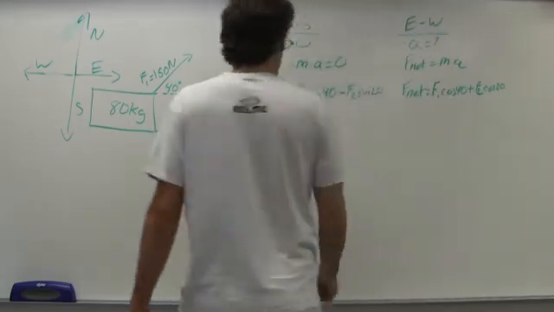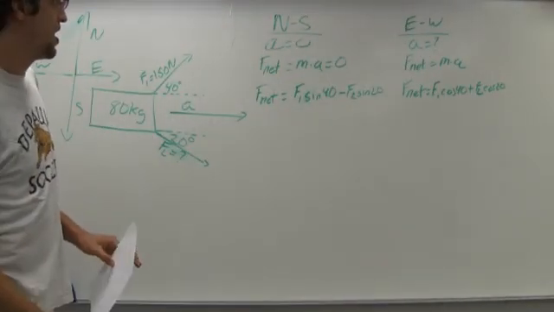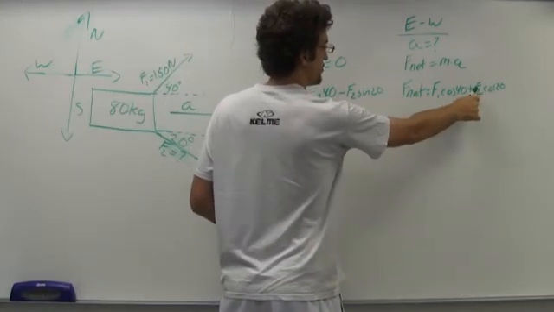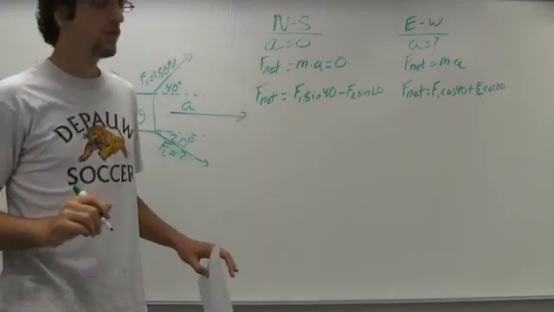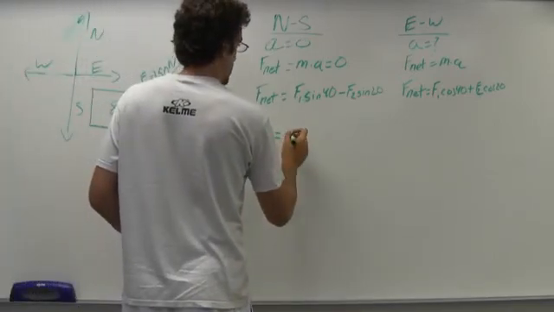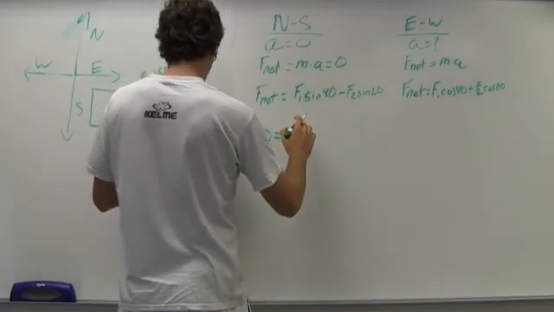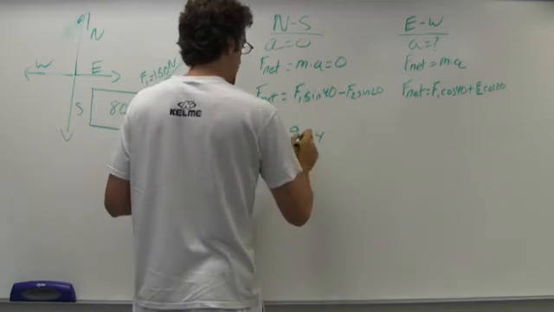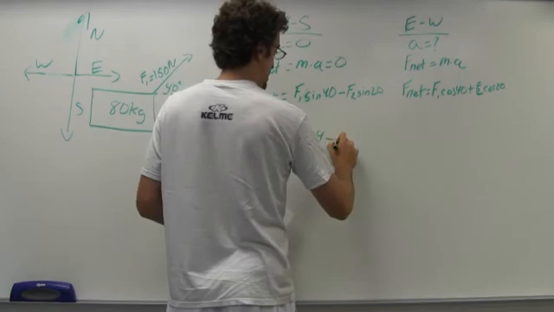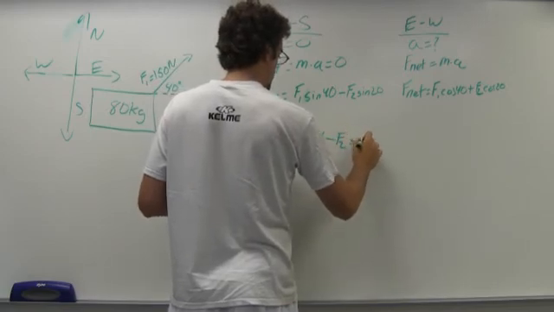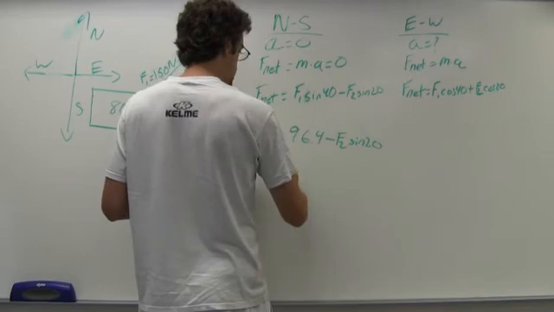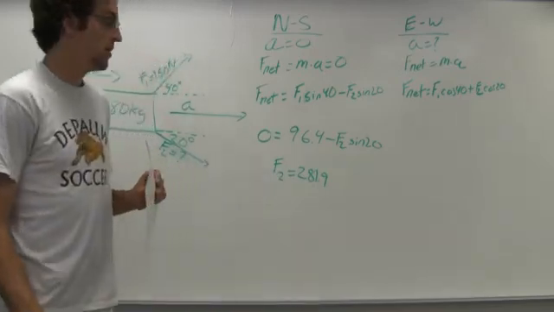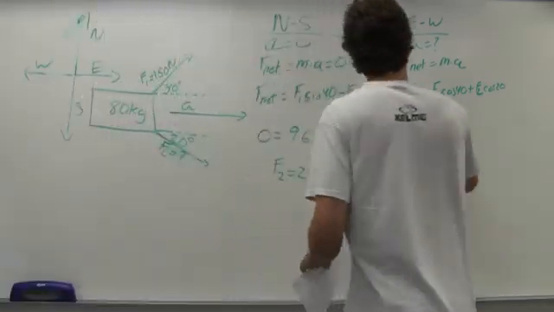All right, so we can't solve anything from this. There's two unknowns. We don't know F net east and west. We don't know F2. But in this case, we do know F net north-south, so we can plug in 0 for that and solve this out. So F1 sine 40, if I can find it on here, is 96.4. And minus F2 sine 20. Turns out that F2, if we solve this, is equal to 281.9. Okay?